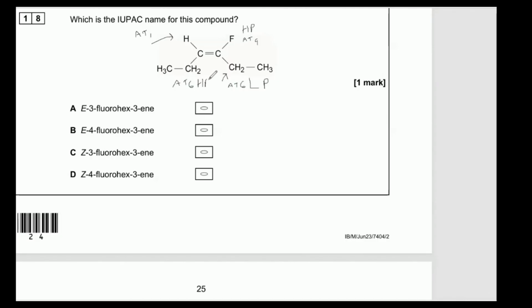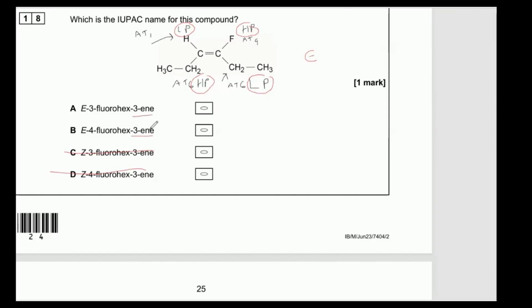So this time the high priorities are underneath and the low priorities on top. So what we find is the two high priorities are opposite each other. That's E, not Z. So it's an E isomer. The high priorities and low priorities are across from each other diagonally, so it's like trans, or E. Now I just need to work out, is it 3-fluorohexene or 4-fluorohexene?